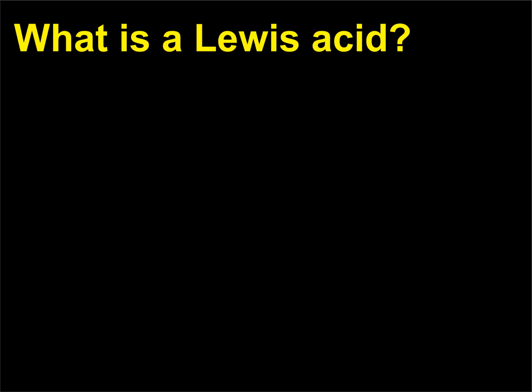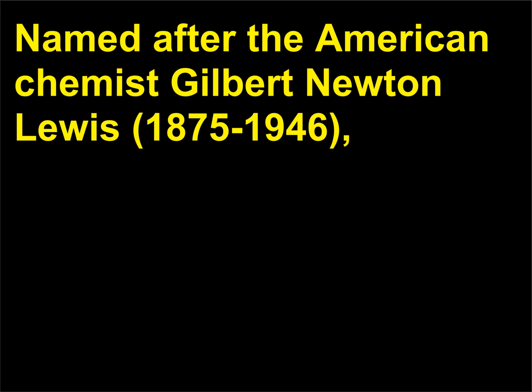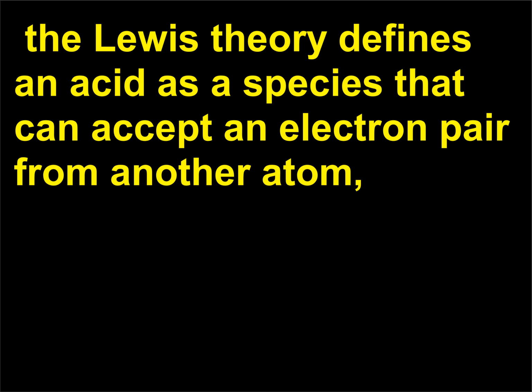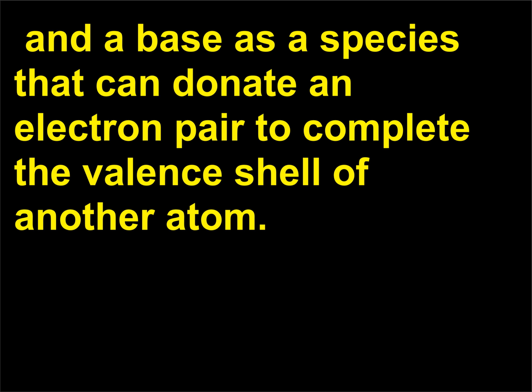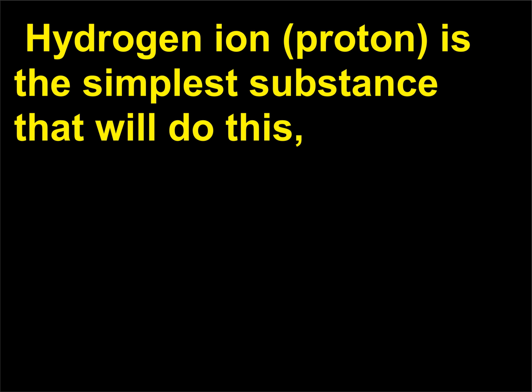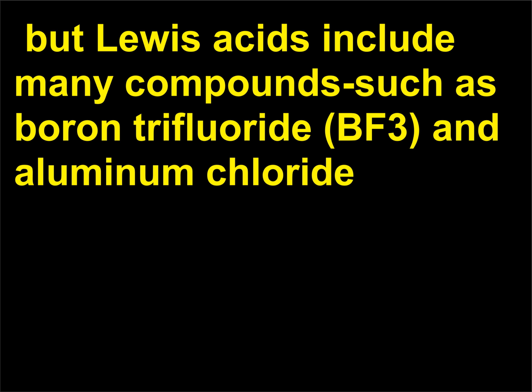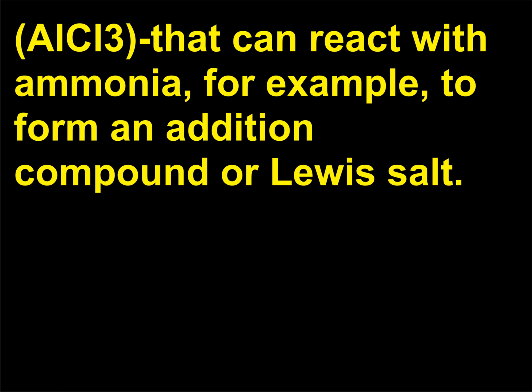What is a Lewis acid? Named after the American chemist Gilbert Newton Lewis, 1875 to 1946. The Lewis theory defines an acid as a species that can accept an electron pair from another atom, and a base as a species that can donate an electron pair to complete the valence shell of another atom. Hydrogen ion, proton, is the simplest substance that will do this. But Lewis acids include many compounds such as boron trifluoride, BF3, and aluminum chloride, AlCl3, that can react with ammonia, for example, to form an addition compound or Lewis salt.